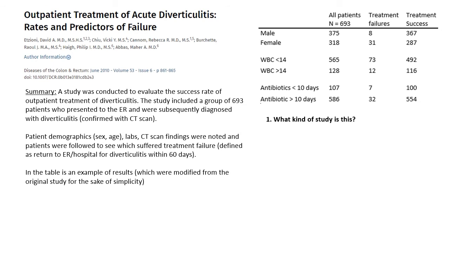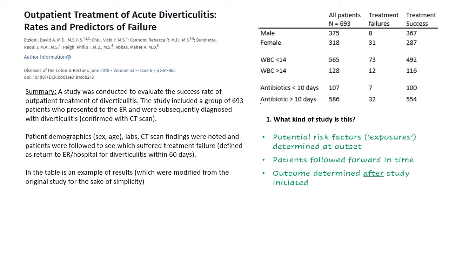Alright, so question 1. What type of study is this? Because the study establishes potential risk factors at the outset and follows a group of patients over time to see which develop disease and which do not, this is a prospective cohort study. And even though no strict control and study groups are delineated, we could think of the presence or absence of each risk factor as a delimiter. So with respect to leukocytosis, those with white blood cell counts under 14 are controls, and those with white blood cell counts over 14 are the study group.